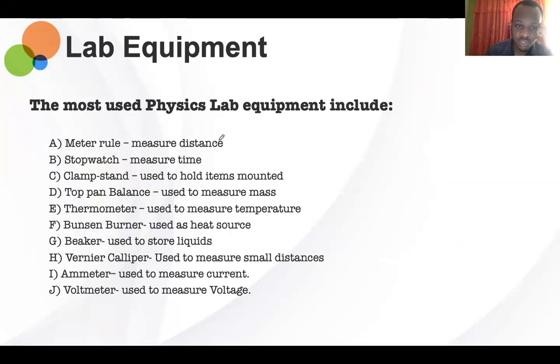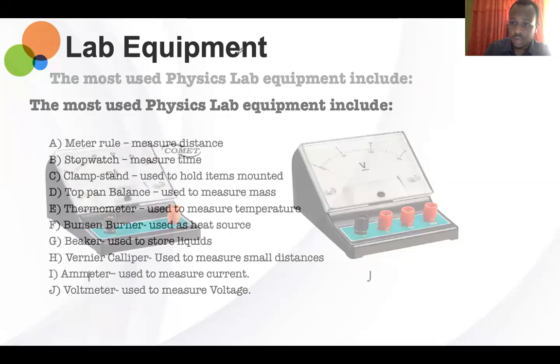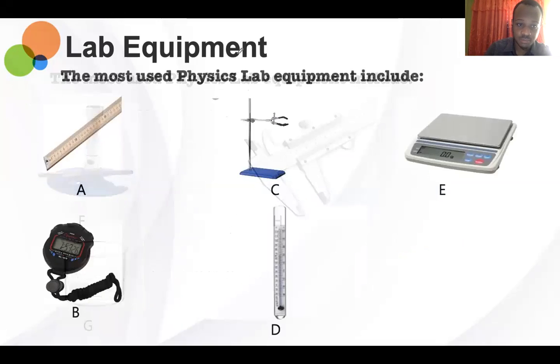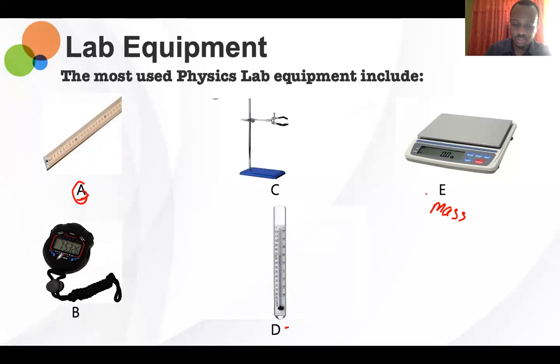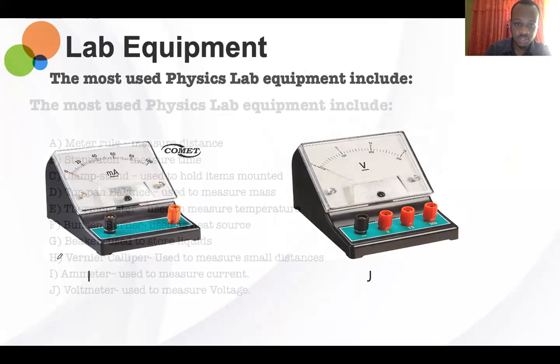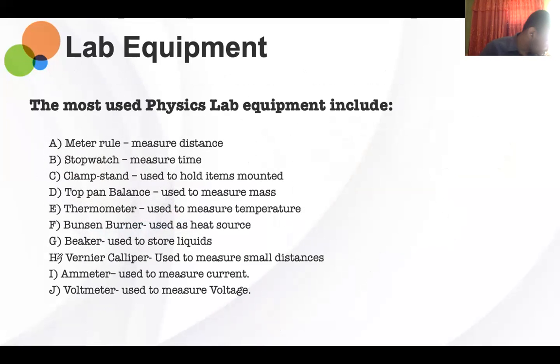This is used to measure, the meter rule. Meter rule is used to measure distance. So you want to remember the names, what they do, and pictures of them. You want to know the pictures of them. Remember to match the names with the particular letters. This is letter A, which is our meter rule. This is letter B, which is our stopwatch. So you want to be able to identify them, study their names, and be able to tell what they are used for.